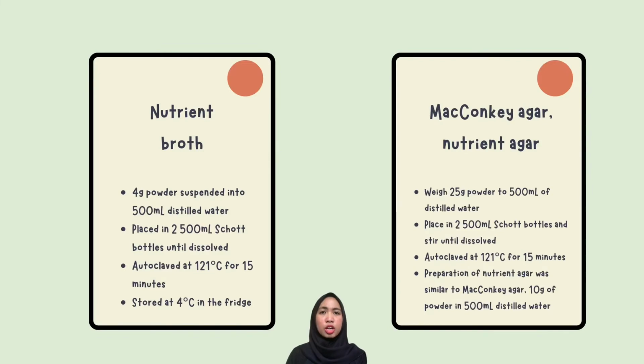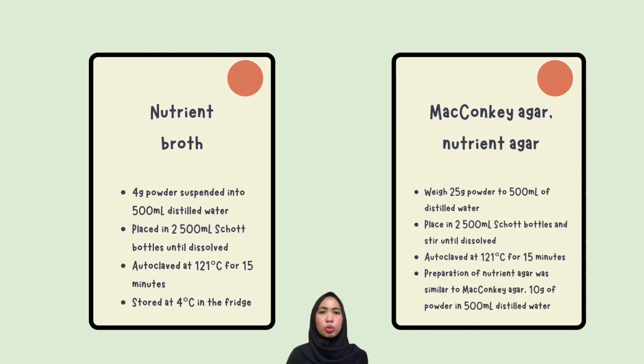For the preparation of nutrient broth, 4 grams of powder was suspended into 500 milliliters of distilled water. This step was repeated again to obtain a volume of 1 liter. The mixture was placed in 2 500-milliliter Scott bottles and placed onto a hot plate stirrer until fully dissolved. The mixture was autoclaved at 121 degrees Celsius for 15 minutes and stored in the fridge at 4 degrees Celsius.